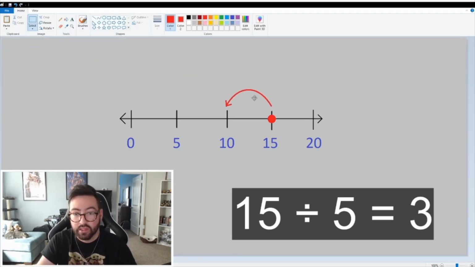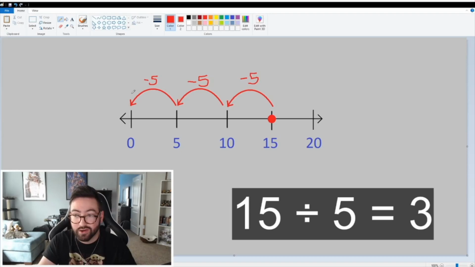So let's do that. Starting at 15, we go back 5, and 15 minus 5 is 10. Now we're at 10, and we're going to subtract another 5, and 10 minus 5 is 5. Well, now one more time, we can take 5 minus 5, and that puts us at 0. So now that we've repeatedly subtracted, our last step is simply to count how many jumps to the left there are, which is 3. 1, 2, 3. So we subtracted 5 3 times, so our answer is 3.